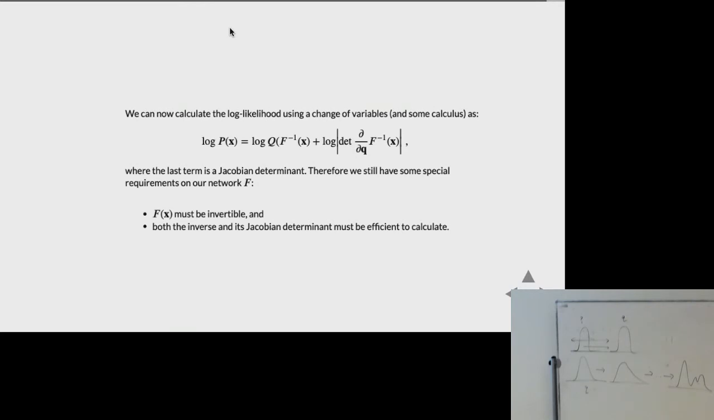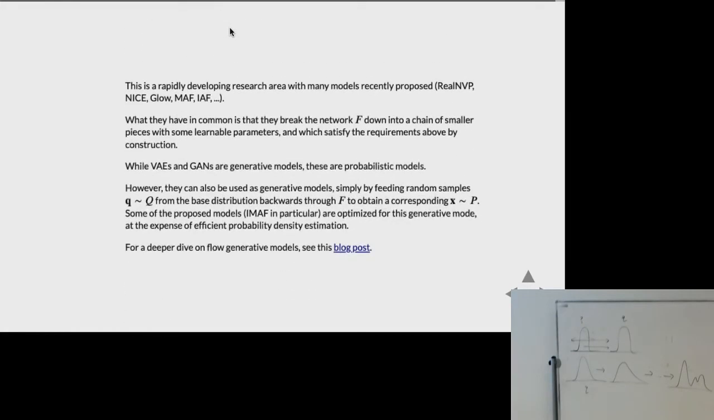Okay, so we started out with some impossible criteria that we had to be able to normalize probabilities, and now we've got some not impossible, but still not easy criteria to satisfy. But this is doable. So there's a lot of active development research going on in this area. If you've heard of models like Real NVP, NICE, GLOW, MAF, IAF, these are all examples along this theme. And what they all have in common is they take the transformation from simple Gaussian to realistic data distribution.